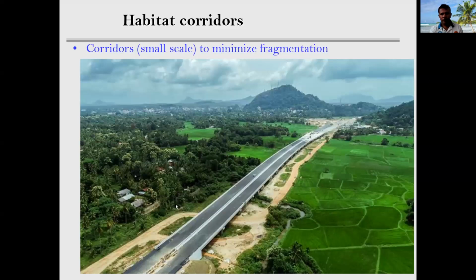And this is another example. Connecting these two habitats from either side, they are connected. Even though the road is constructed, from underneath the road, actually these are connected. So almost all the organisms can cross from here to here, because this is connected. Unfortunately, in Sri Lanka, most of the roads just divide the ecosystem into two.